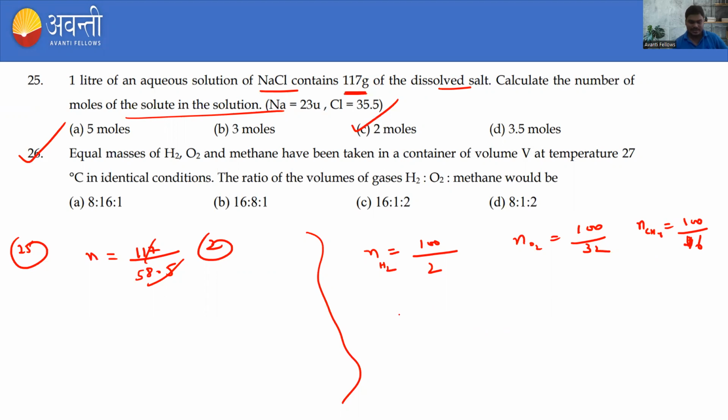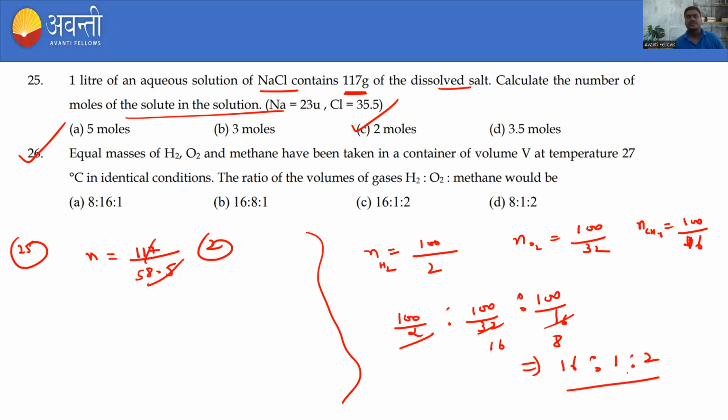So let's take out the ratio. This ratio comes out to be 100 by 2, ratio 100 by 32, ratio 100 by 16. So the ratio comes out to be 16 ratio 1 ratio 2. So this is the ratio, right? 16 ratio 1 ratio 2. So which option is correct? That is C.